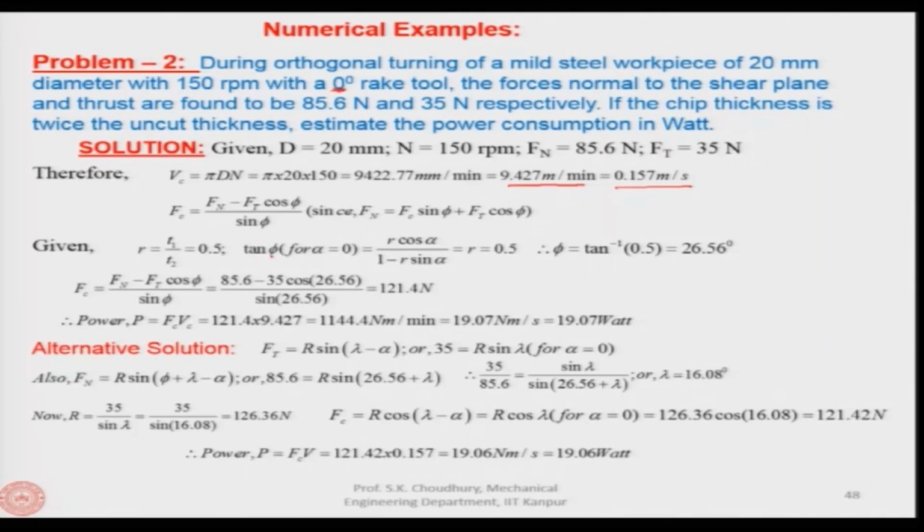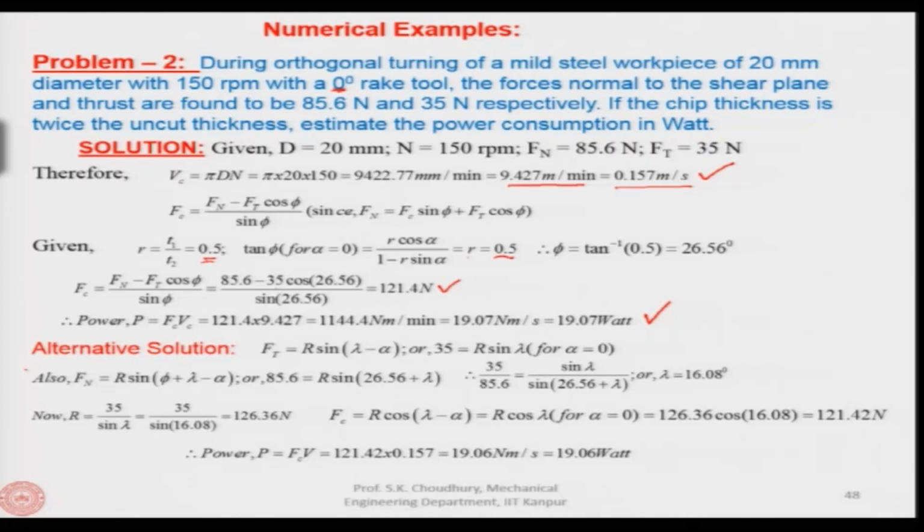We can find out that tan phi is equal to r, which is 0.5, which we found out from here. Therefore, phi is equal to tan inverse of 0.5, which is 26.56 degree, and then we can find out the Fc, because the Fn is given, Ft is given, phi we found out, and therefore we can find out the value of the Fc. Vc we found and Fc is here. So, the product of this and this will be the power. So, this is in Newton meter per second, which is watt.